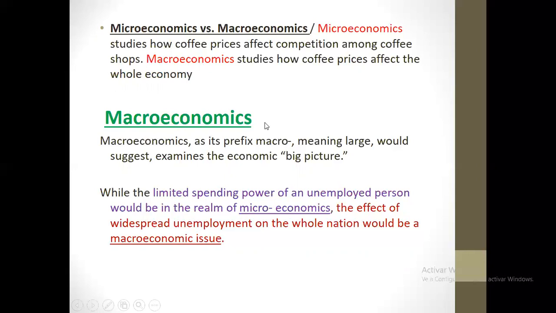Okay? Macroeconomics. The prefix macro means large, big, huge, which suggests examining the economy as a big picture. Over here was the small picture, an individual, and this one, macroeconomics, the economy as a big picture, as a whole. While the limited spending power of an unemployed person would be in the realm of microeconomics, the effect of widespread unemployment on the whole nation would be a macroeconomic issue, definitely.